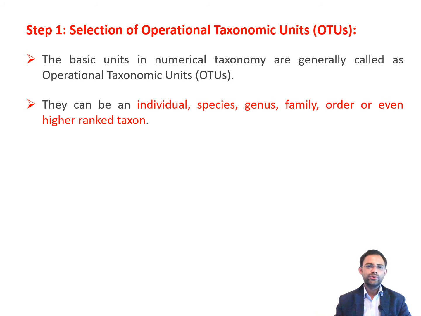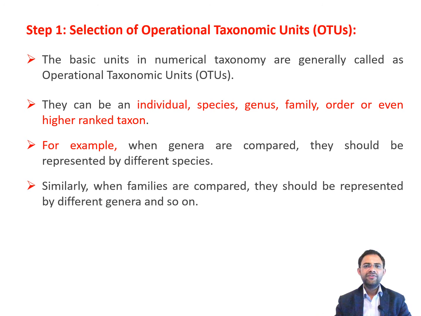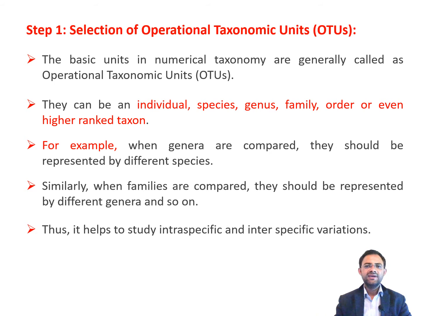In case of OTUs above the level of individual, adequate representation of various polymorphic forms is essential. For example, when genera are compared, they should be represented by different species. Similarly, when families are compared, they should be represented by different genera and so on. Thus, it helps to study the intraspecific and interspecific variations.